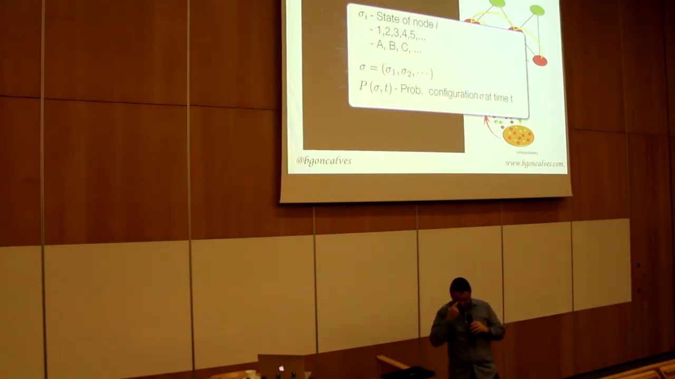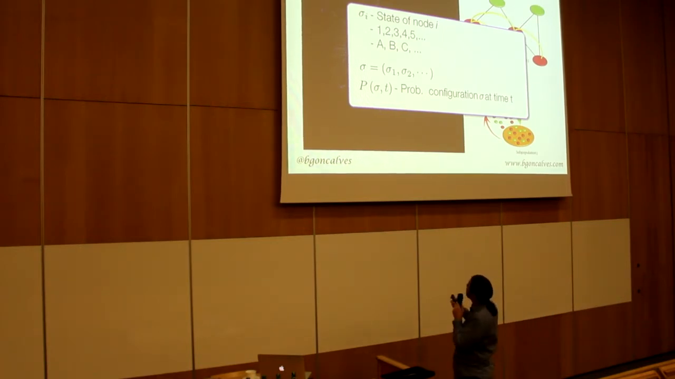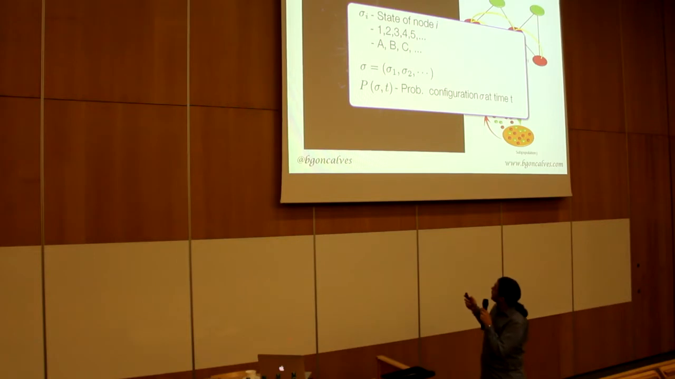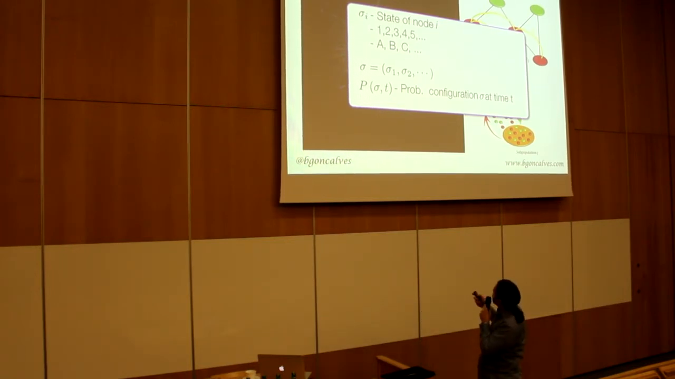So you have to make a few definitions before we move on. We're defining sigma_i to represent the state of node i. This of course can be a number, can be a label, whatever you want. The full state of our system will be the vector sigma, which gives us the state of every node. And of course you have some P of sigma, t, which gives you the probability of having a specific configuration sigma at time t.